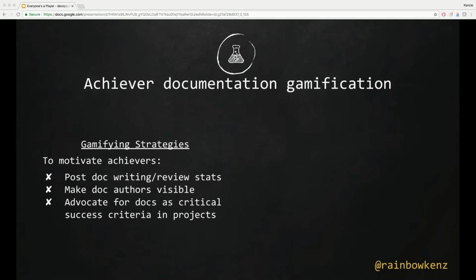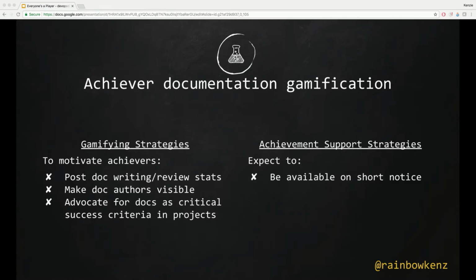Once you have them concerned with documentation, you need to support their achievement. One piece of advice I'd offer is to be available on short notice. Where I work, I know that about a week before the launch date of a major project, Cale is going to come to me and ask me to publish and edit their 15 docs. They're lengthy and need to be chunked and so forth.